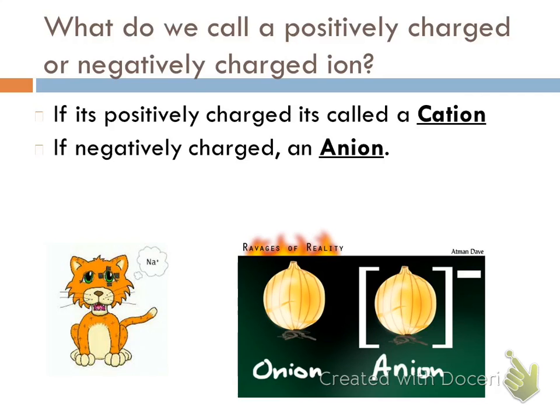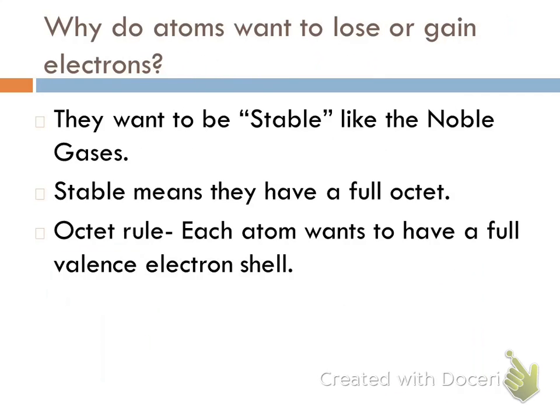So you want to make sure that these terms remain in your mind. Now, back to the question that I posed earlier. Why is it that atoms want to lose or gain electrons? The biggest thing that they want to do is, we say they want to be stable like the noble gases. When we talked about the noble gases, we learned that most of their properties are that they are inert or they don't react. And this is because they have a full outer valence electron shell. They're not interested in bonding or interacting with other molecules so much.